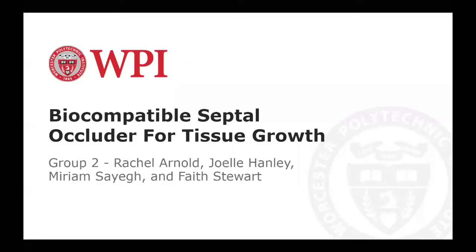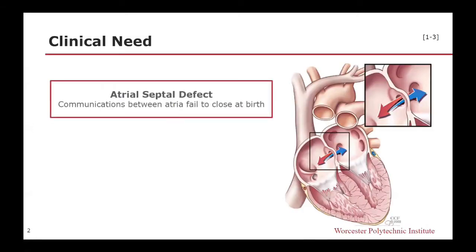We are Group 2, and we are proposing to create a biocompatible septal occluder for tissue growth. Atrial septal defect is a form of congenital heart disease where communications between atria fail to close at birth. This is illustrated in the figure on the right. You can see there's a hole in the interatrial septum that allows for a mixing of oxygenated and deoxygenated blood.